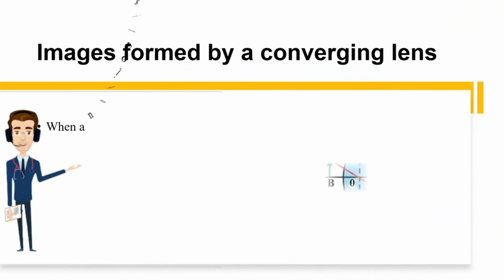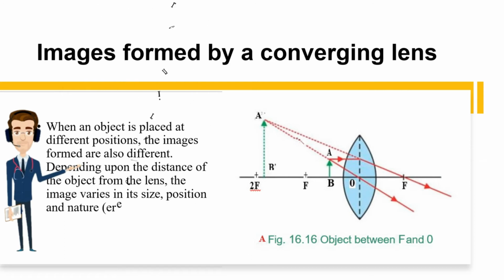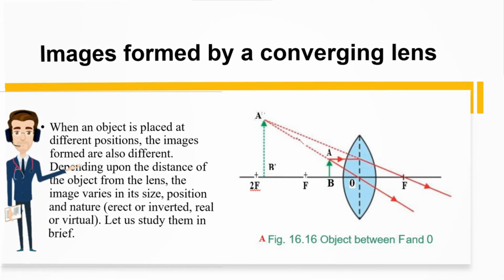Images formed by a converging lens. When an object is placed at different positions, the images formed are also different. Depending upon the distance of the object from the lens, the image varies in its size, position and nature, erect or inverted, real or virtual. Let us study them in brief.